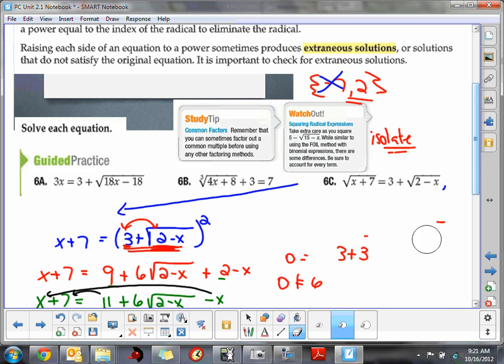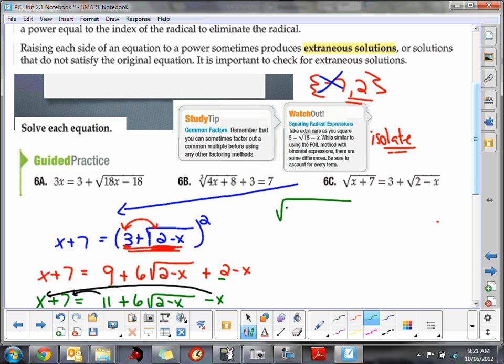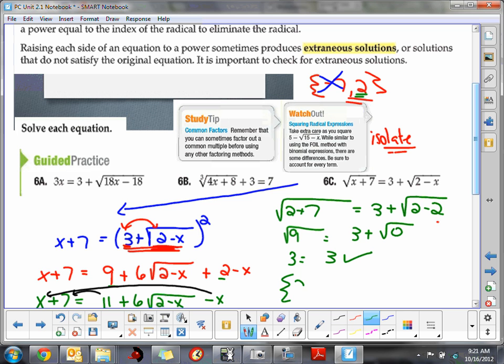Okay, so going back, we have to do one more final check. We have to see if 2 is an appropriate solution. So we're going to take the square root of 2 plus 7. Does it equal 3 plus the square root of 2 minus 2? So 2 plus 7 is 9. Square root of 9 is 3. So we know we have a 3 on the left side. On the right side, it's 3 plus the square root of 0. Square root of 0 is 0, so 3 plus 0 is 3. It checks. So 2 is the only thing that survives, so our solution set is just going to be the value of 2.